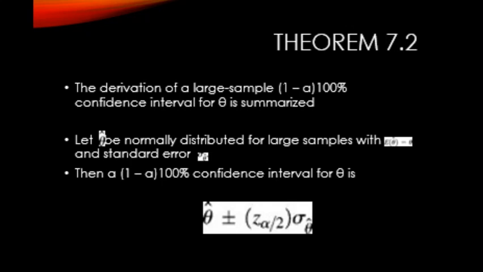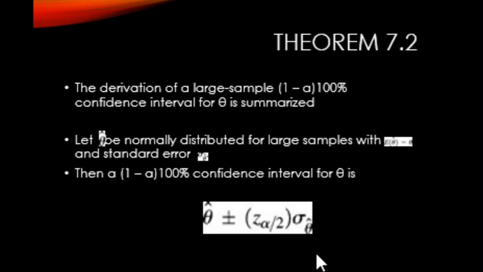Now let's put it in the format of a theorem, theorem 7.2 in the book. So for a large sample, the 1 minus alpha times 100% confidence interval for theta can be summarized as follows. Theta hat, which is the sample statistic, is normally distributed for large samples with expected value of theta hat equals theta. So that's the mean, and standard error given by sigma of theta hat. Then the confidence interval will be theta hat plus and minus Z alpha by 2 sigma theta hat.